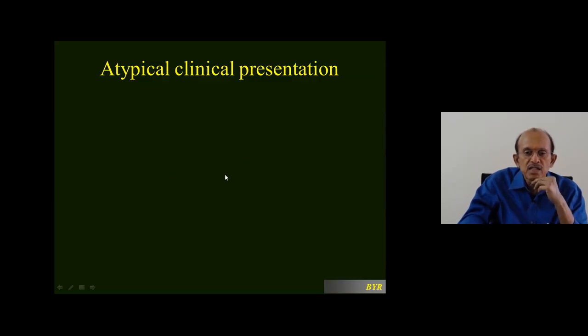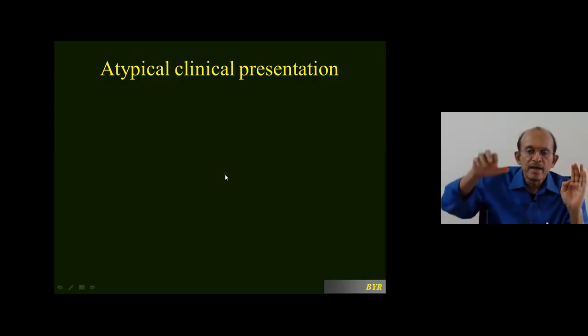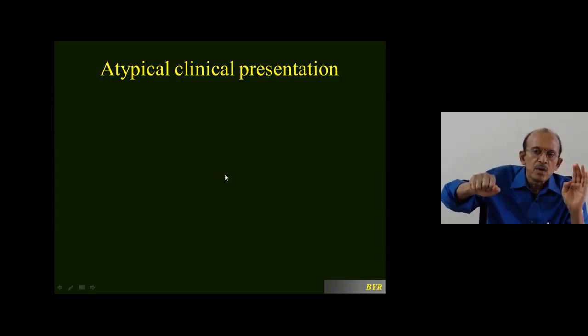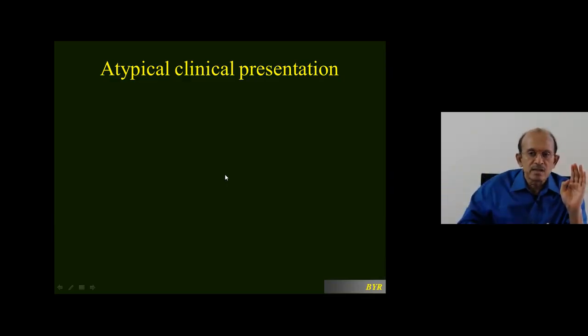So the psoas test means, I repeat again, it is pain on extension of the hip. Extension means passive extension, not active extension. Passive extension means you ask the patient to keep his hip relaxed, you hold his thigh and push it backwards. That means you have to extend his hip, make his thigh go backwards. This is passive extension.